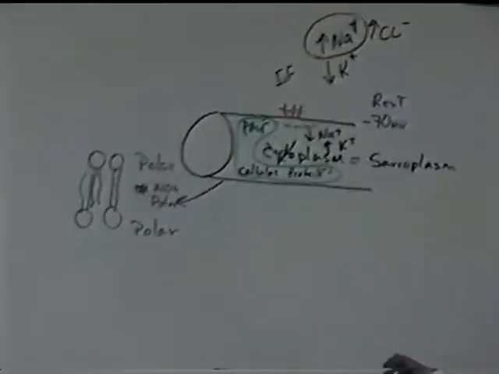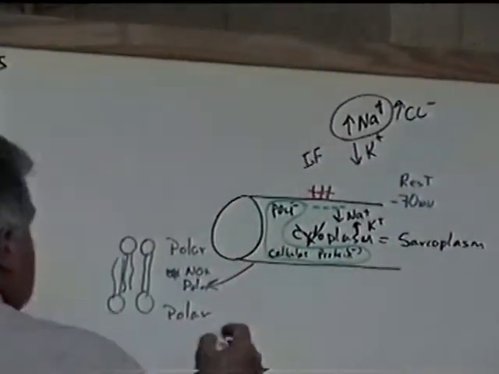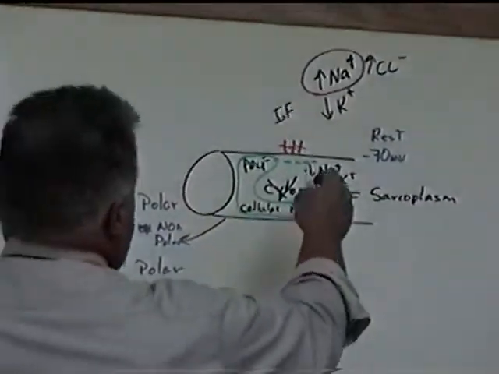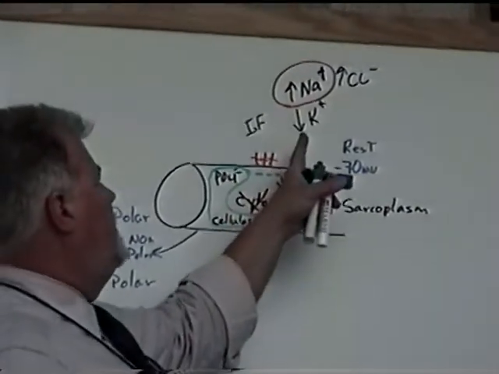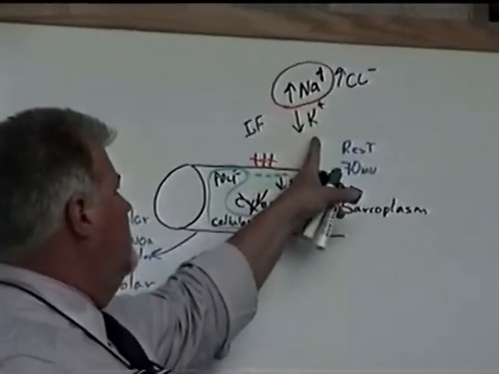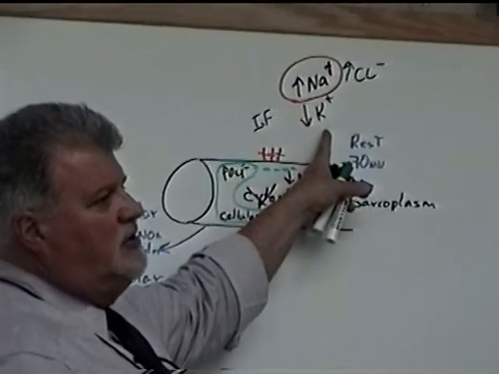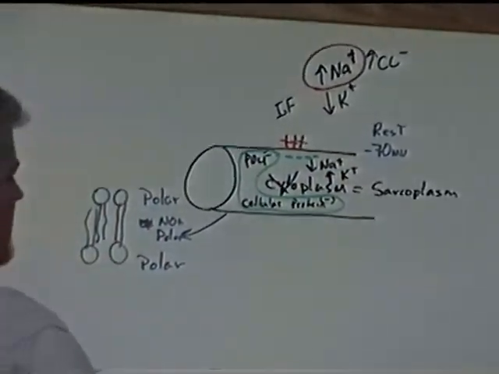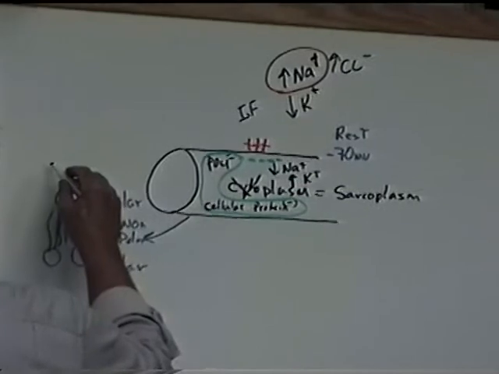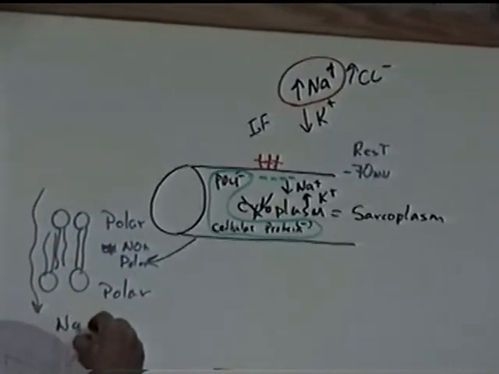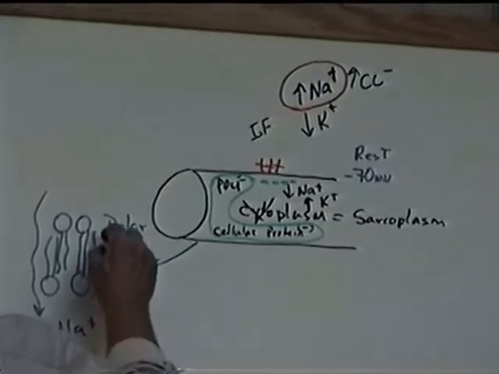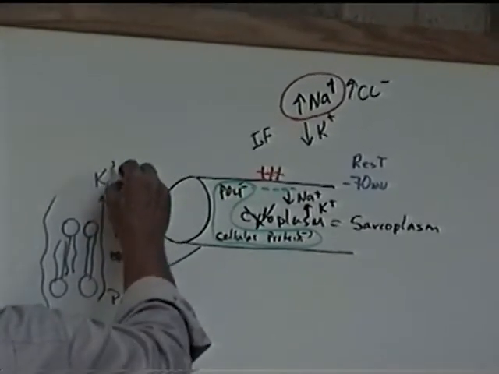So certainly sodium will move through a membrane, and potassium will move through a membrane. If you look at a periodic table, sodium is a smaller ion, and potassium is a larger ion. So sodium can go inside the cell to some extent, and potassium can leak out of the cell to some extent.